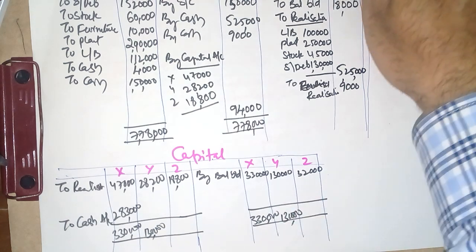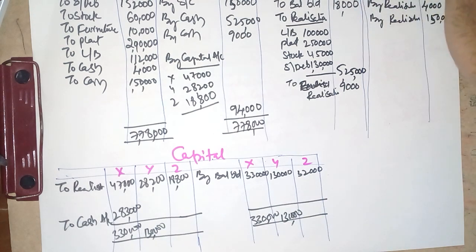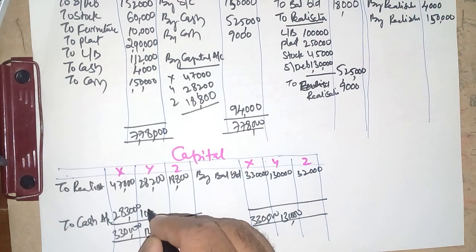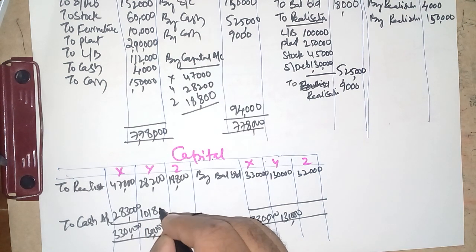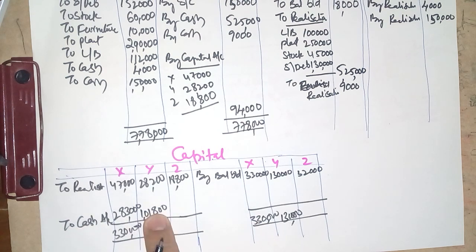1,30,000. So 1,30,000 minus 28,200. So we'll be getting 1,01,800. So this amount will be going to cash account.